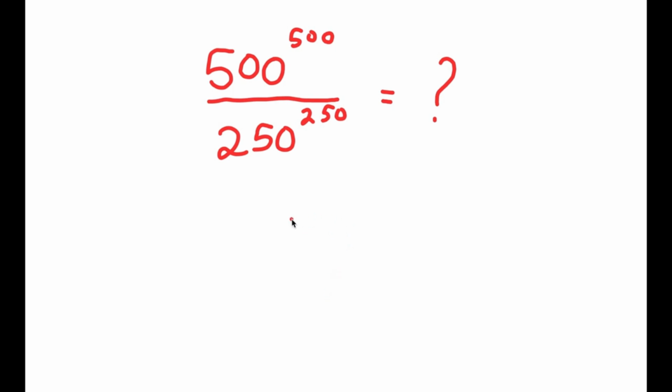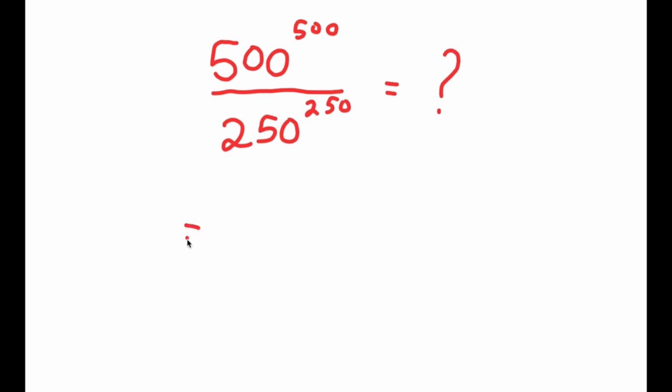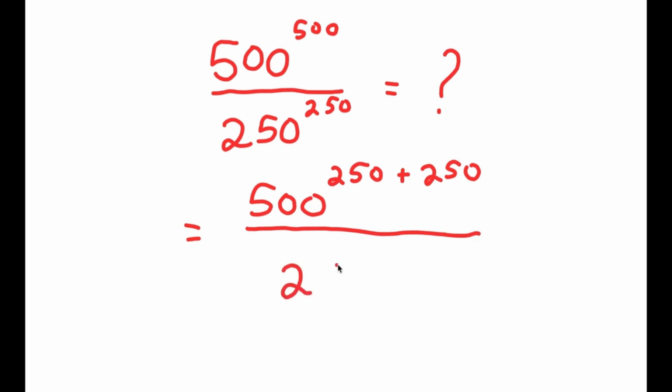Alright, so in this problem, I have 500 to the power of 500 divided by 250 to the power of 250. To solve this, what I'm first going to do is rewrite this as 500 to the power of 250 plus 250 over 250 to the power of 250.